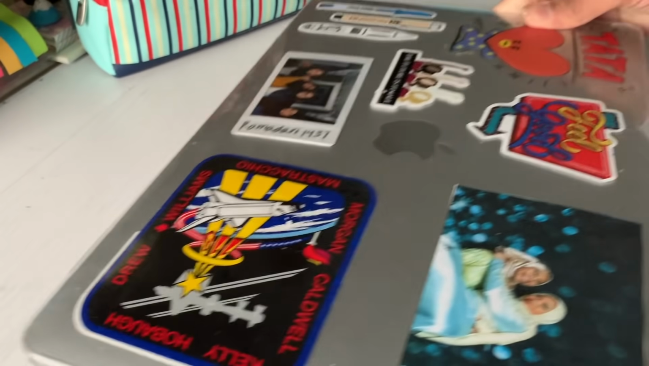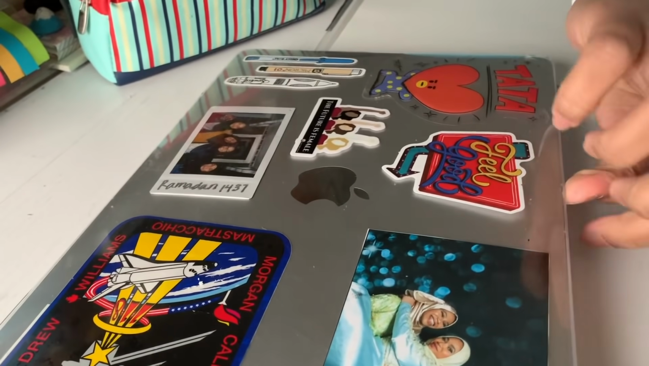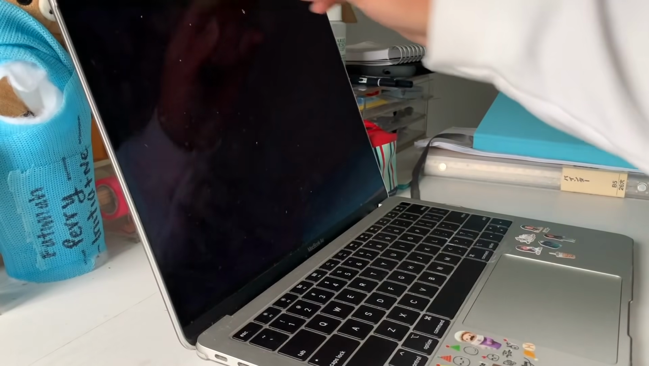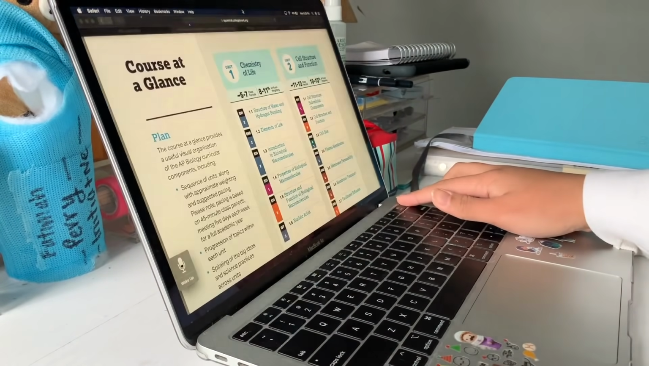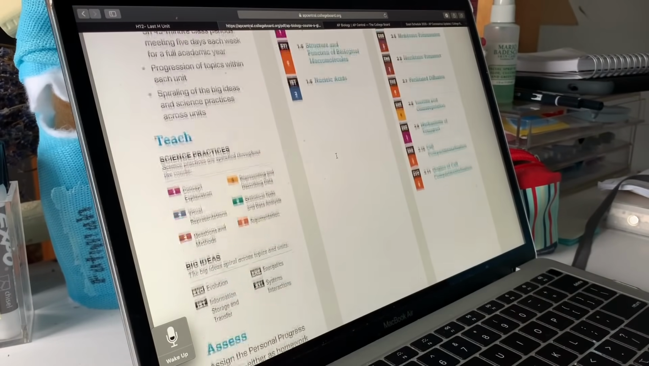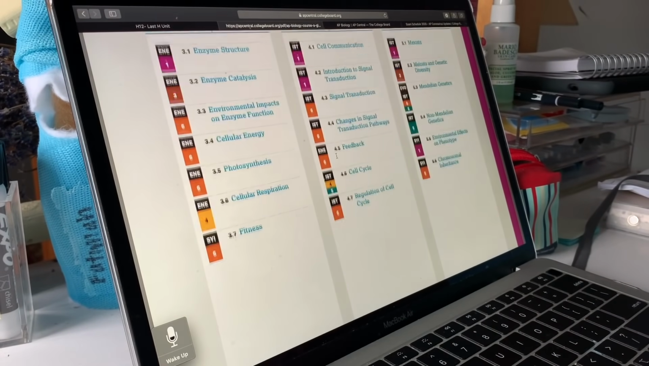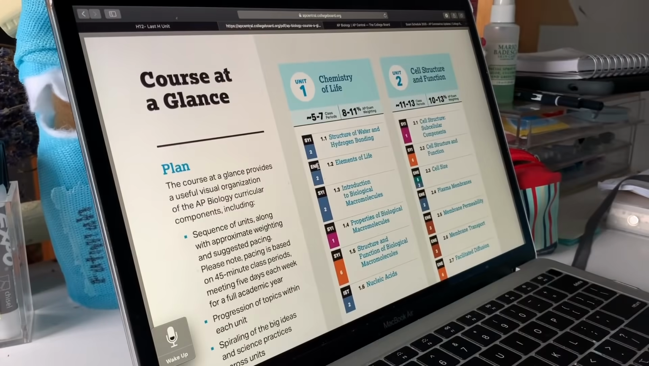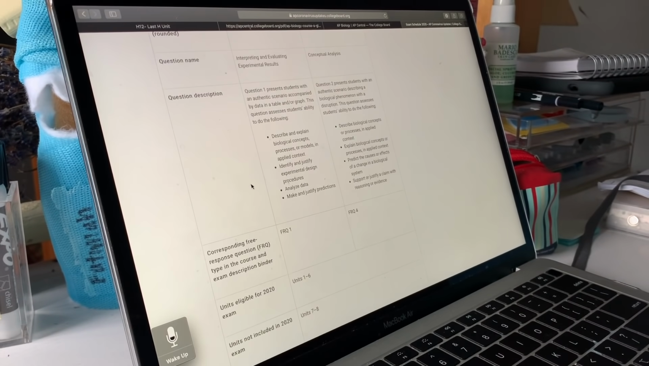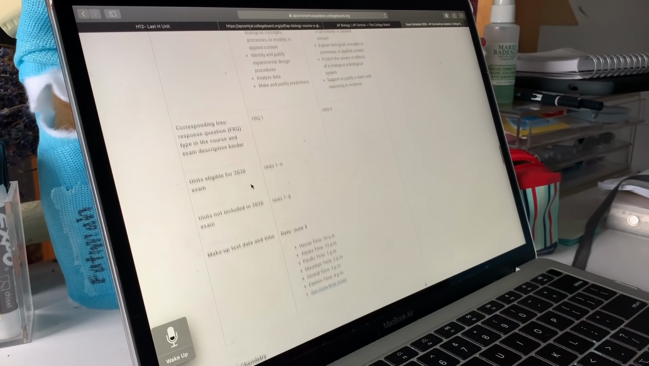So next, I gathered my resources. I knew that I had to do a lot of searching for reliable AP Bio information, so of course I first went to College Board because they invented the test, and I found this course at a glance, which is great for organizing my study guide into sections, units, and topics.